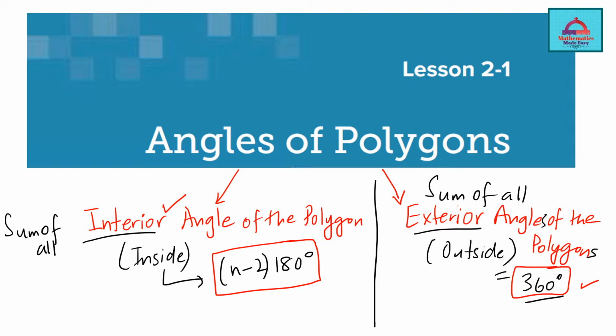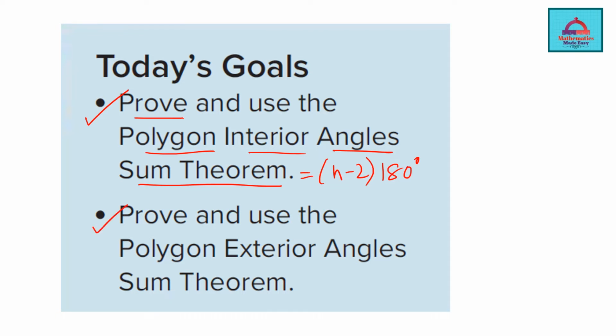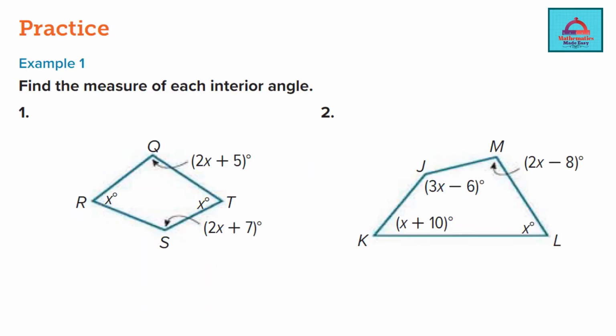Let's get started and look at the learning objectives. In today's session, our goals would be the following. If you have seen the last video, then you have seen that we have completed the first learning objective. That is, we have proved and used the polygon interior angle sum theorem, which was n minus 2 multiplied by 180, just what I said. And in today's session, our learning objective would be to prove and use the polygon exterior angle sum theorem, which is going to be the sum as 360.